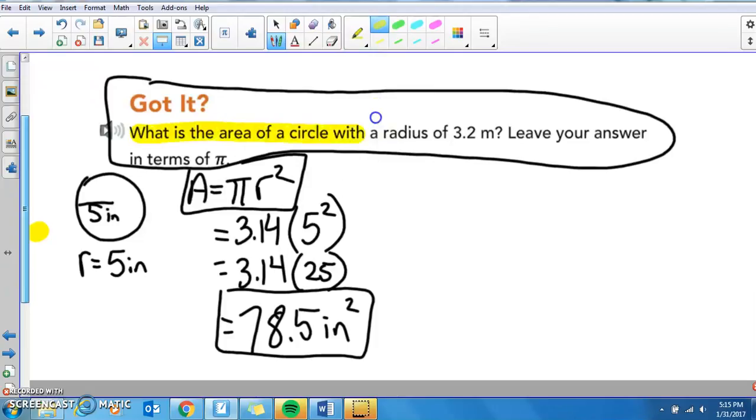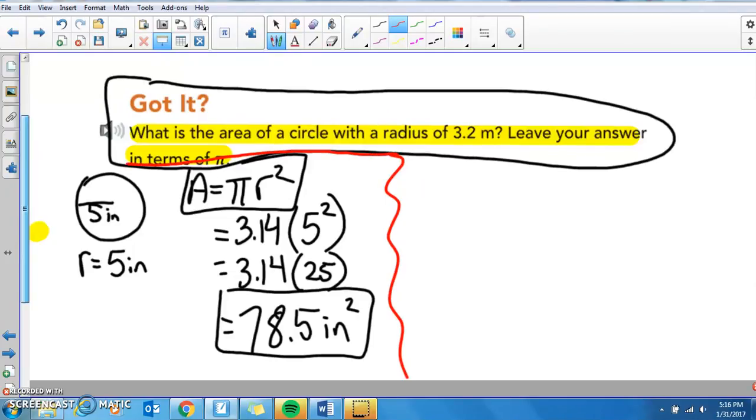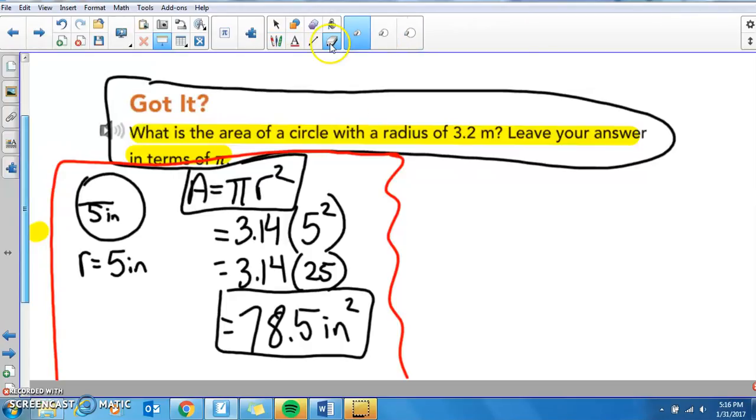I want you to copy this entire part down. I'm going to divide this screen so that we have this original problem in red that I just did, and the problem that was on the page. It says, what is the area of a circle with a radius of 3.2 meters? Leave your answer in terms of pi. What I want you to focus on right now is where it says in terms of pi.